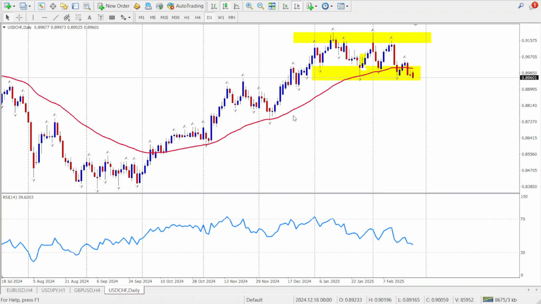Then the final step is to set smart entries and exits. Fractals can help you refine your entries by signaling where the market might turn. You can also use them to exit your trades, locking in gains before the market reverses.